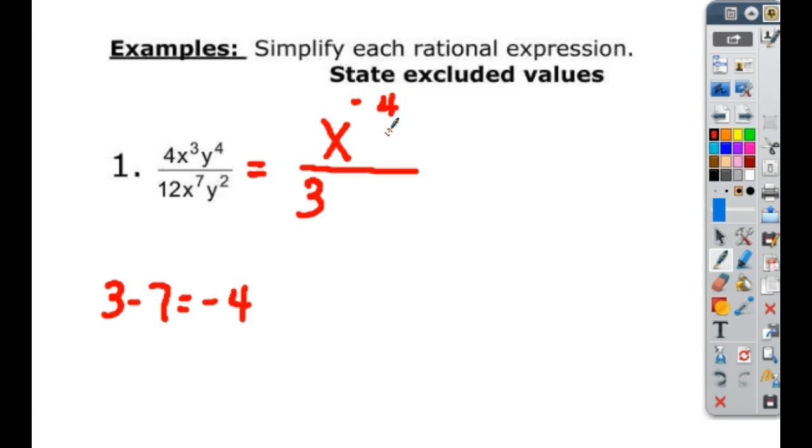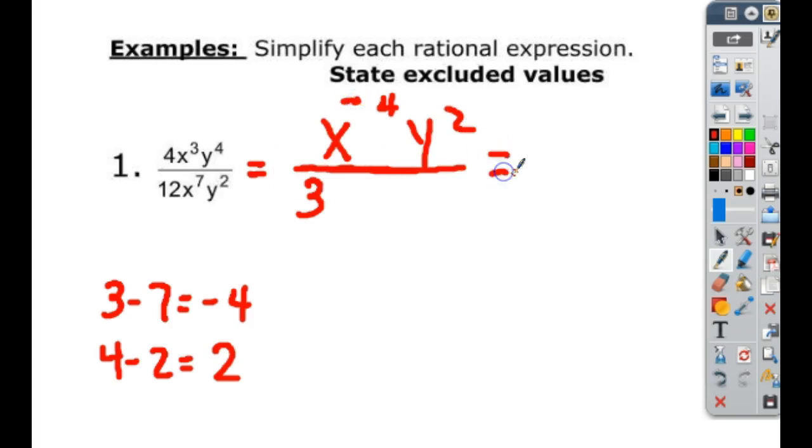And so for the y's, we would subtract, and that would be y to the 2nd power, except that our rule says you can never have negative exponents in your answer. So this would be y squared, and the 3x to the 4th power would go to the denominator using the exponent rules we were working on yesterday.